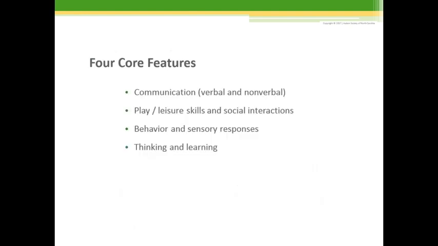So what are these four core areas, or what are the four core features of autism? We see in individuals with autism that they are impacted in the area of communication. They are also impacted in the area of play or leisure skills, and social interactions are impacted. Social skills are impacted. We also see that individuals with autism display differences in the way that they regulate their own behavior. And so in some cases we see behavior problems. We also see some significant sensory regulation differences in some with autism. And then many with autism also exhibit differences in their thinking and learning. And so we're going to dive a little bit deeper in on each of these four areas now.